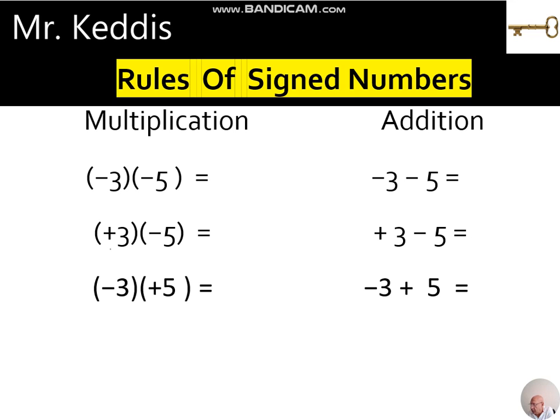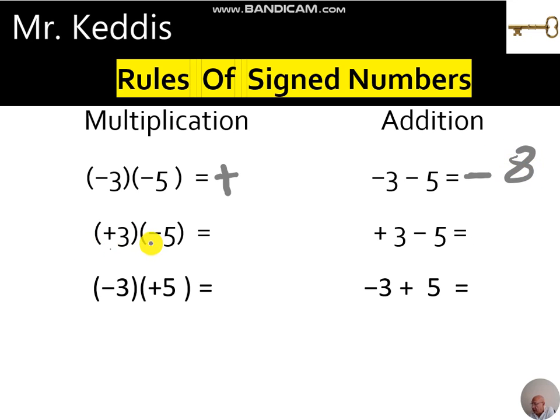In multiplication, when I have two negatives, the sign becomes positive. In addition, when I have two negatives, the sign stays negative. It means in multiplication, negative times negative is positive, but in addition, negative means I lost. I lost $3, I lost $5, it means I lost. The sign stays negative, and I add the numbers. 3 plus 5 is 8.